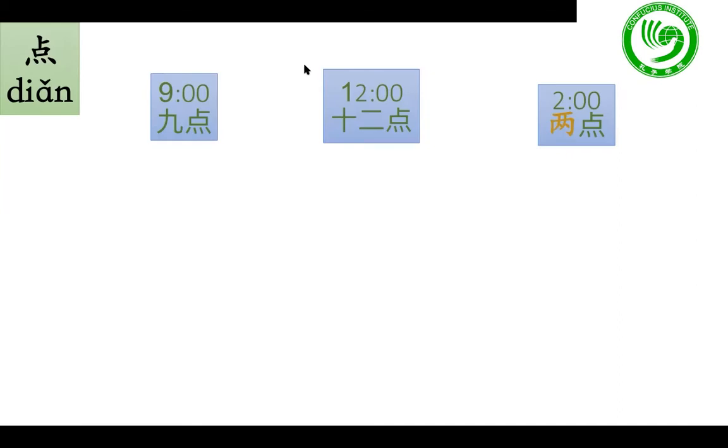Then we want to know, is it in the morning or lunchtime or afternoon or evening? We want to know when. So for example, 9点 can be in either 上午 or 晚上, right? It could be either in the morning or evening. So how can we know what 9点? So we can say something before 9 o'clock to let you know when it is.